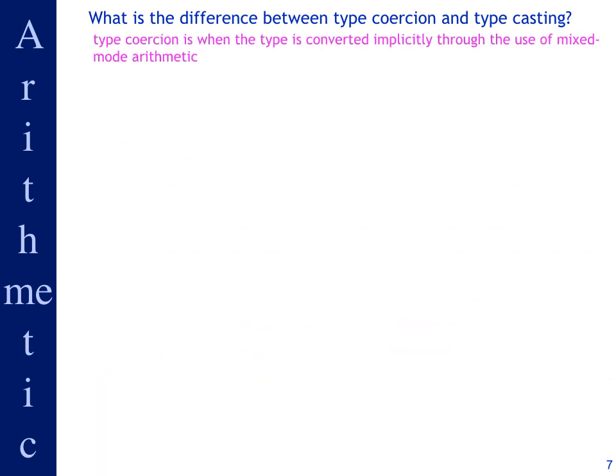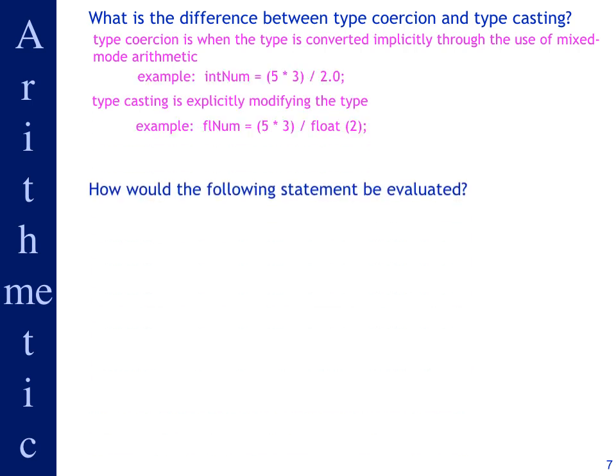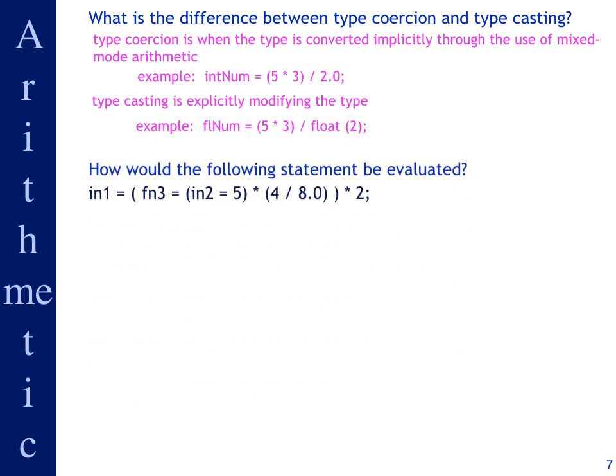Like I said, type coercion is when the type is converted implicitly through the use of mixed mode arithmetic. You can see in the example there's a mixed mode operation, 5 times 3 divided by 2.0, so there's a floating point. This whole thing will be converted to a floating point operation. And then typecasting is done explicitly. You see that we have a float for the 2, so the 2 will be converted to a floating point before the operation happens.